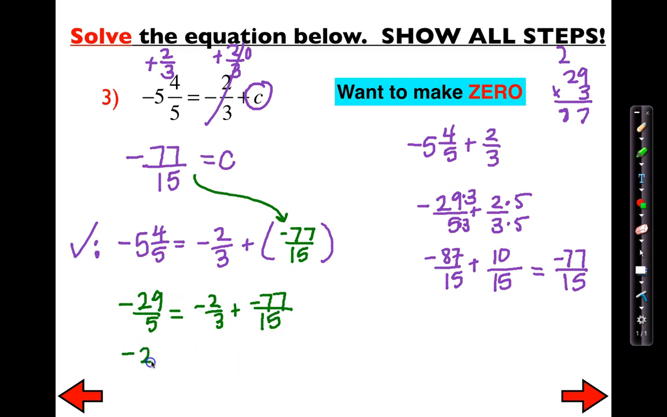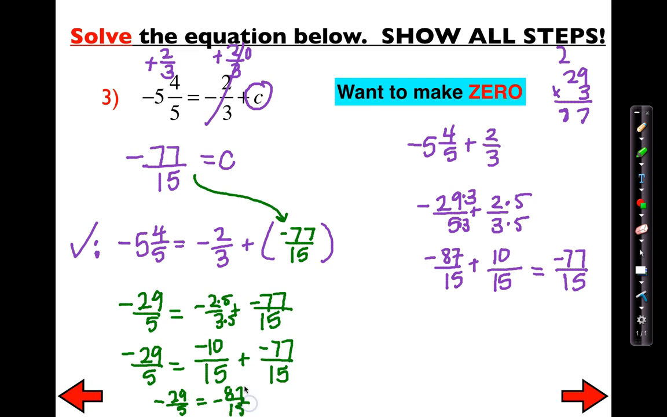Here we're going to keep it as a negative 29/5. We're going to go ahead and create common denominators of 15. 3 is going to have to be multiplied by 5, so we're going to be left with negative 10 plus a negative 77. Since it's already 15, that is going to leave me with a negative 29/5 equals a negative 87/15. Now, are those equivalent? Does that really mean the same thing? Well, I'm going to have to reduce this by 3 to see if it really does equal this.